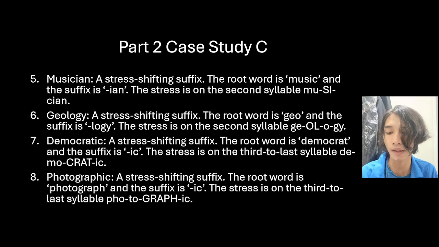The seventh, democratic, a stress-shifting suffix. The root word is democrat and the suffix is ic. The stress is on the third to last syllable, democratic. And the last is photographic, a stress-shifting suffix. The root word is photograph and the suffix is ic. The stress is on the third to last syllable, photographic.